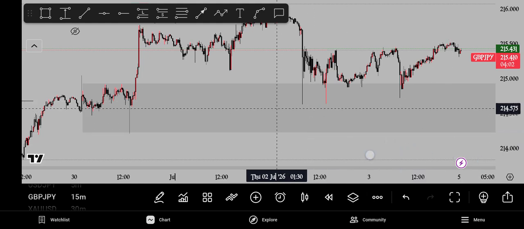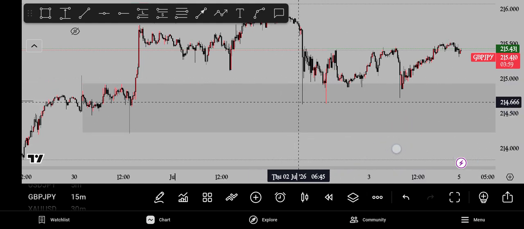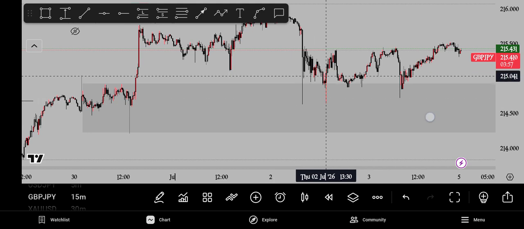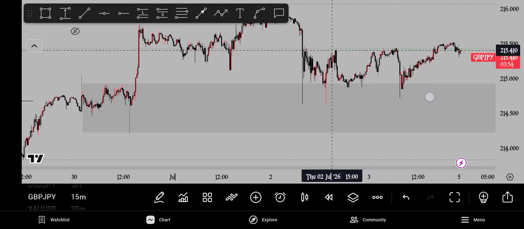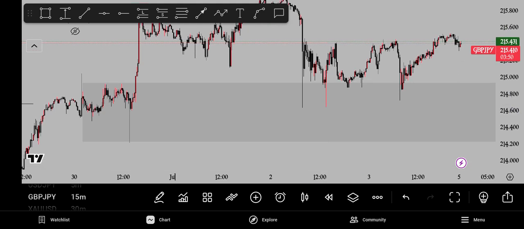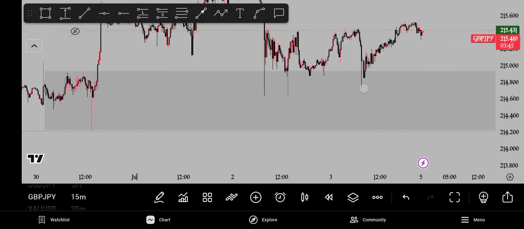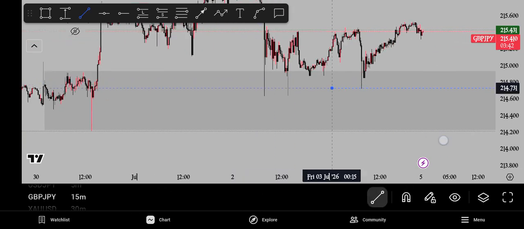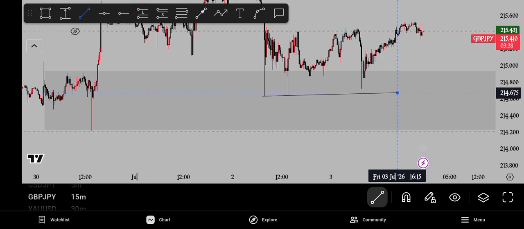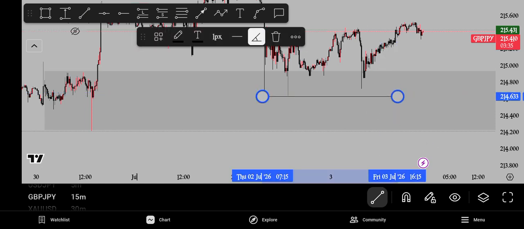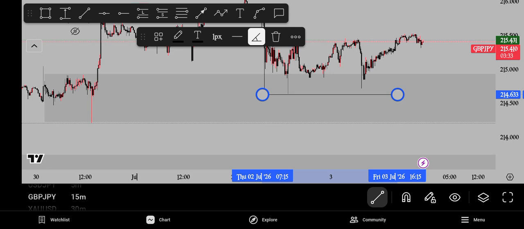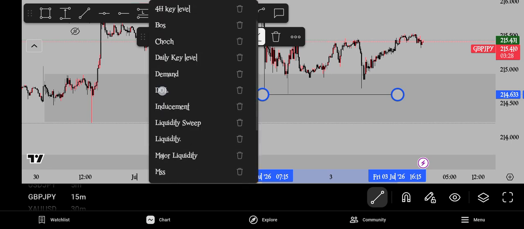Price mitigated here, returned, and failed to take out this mitigation or create some sort of sweep. It still came here and couldn't take out this high with any strong candle close. So it's the same thing: I'm still expecting price to come and take this all out as liquidity. Either price sweeps this as liquidity, or price runs through these lows.